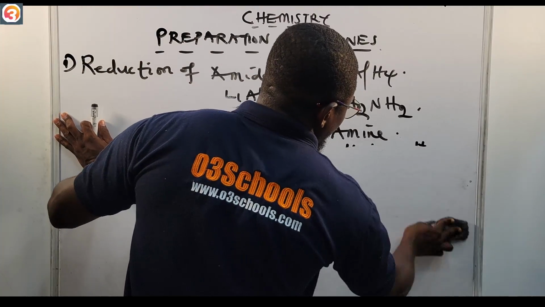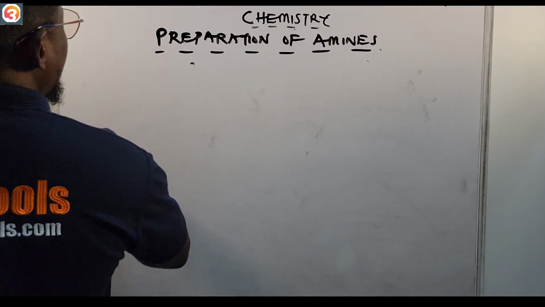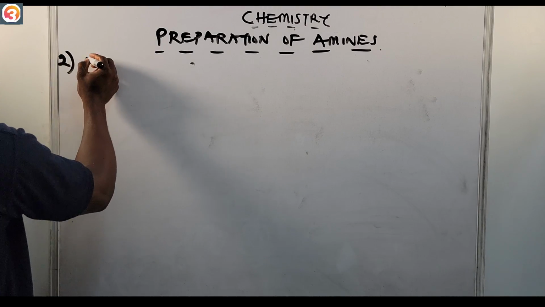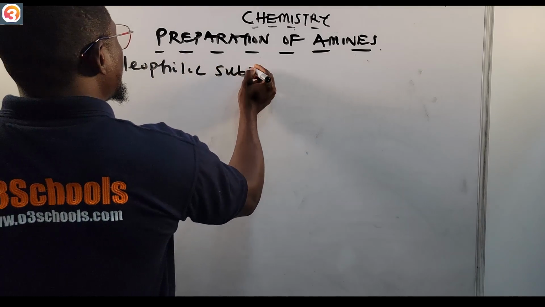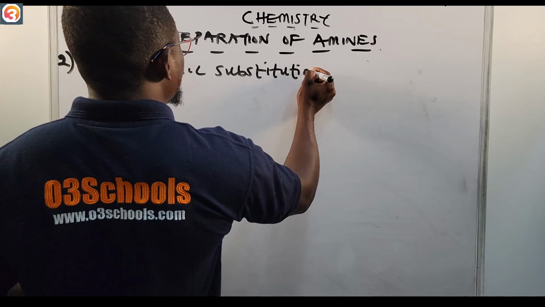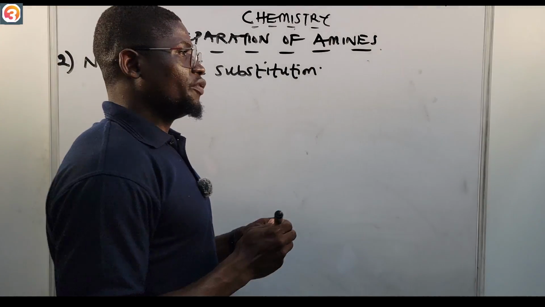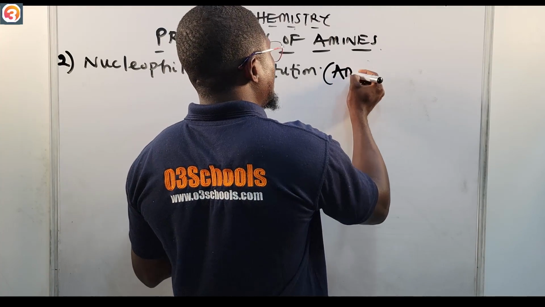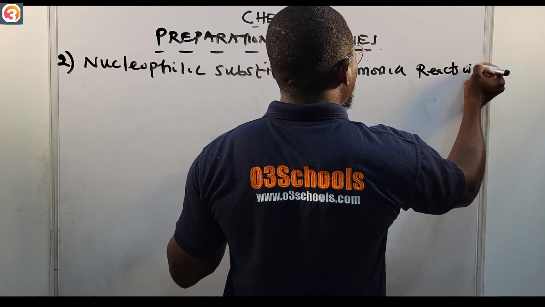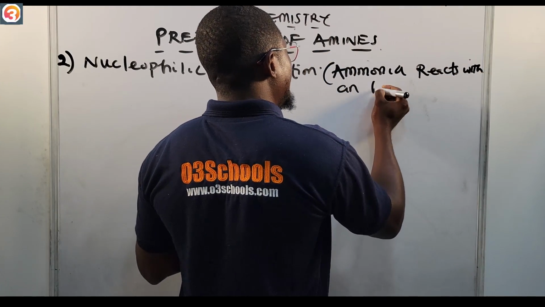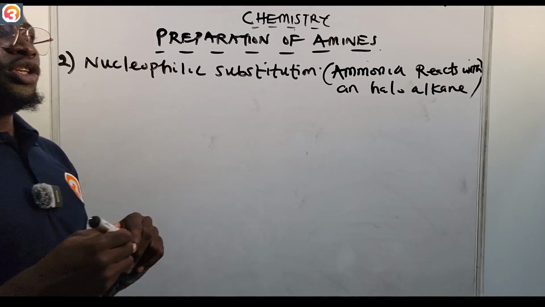Number 2, which is the second and final method we are going to consider in this class, is nucleophilic substitution. This is one of the methods we can also use to prepare amines. In this nucleophilic substitution, basically we react ammonia with a haloalkane.